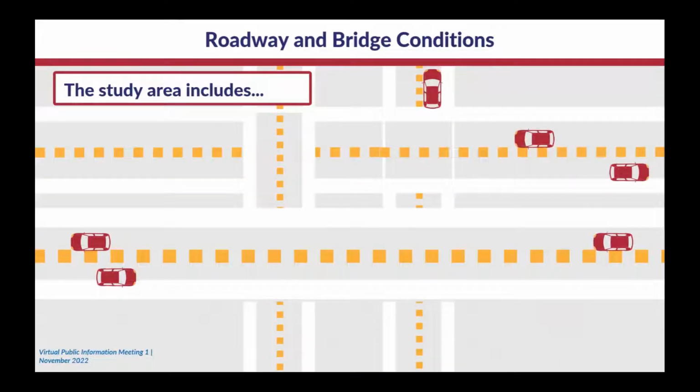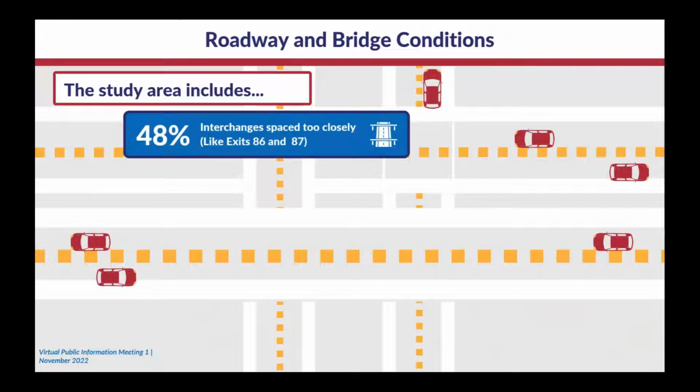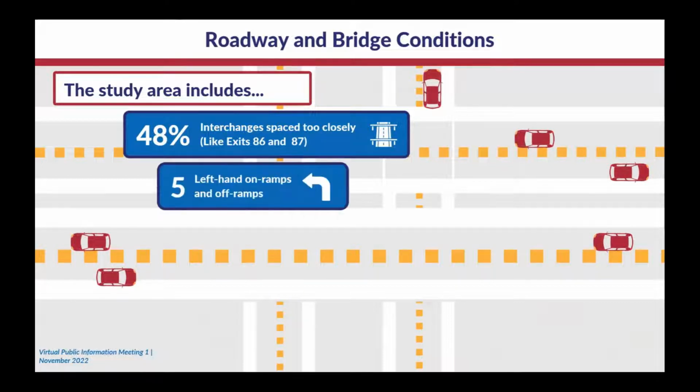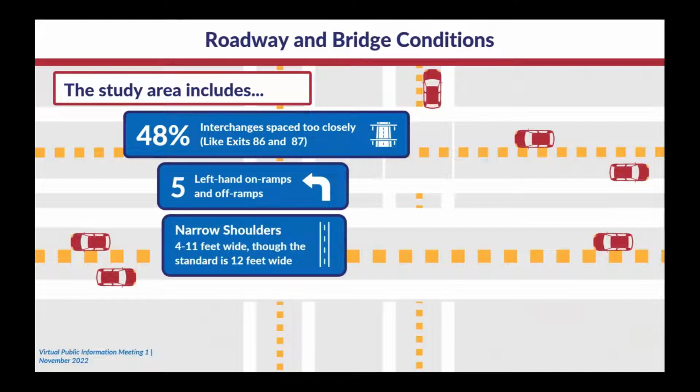As Krista mentioned, I-95 was intended to be a local and regional route, and there are many interchanges and on and off ramps to accommodate this. 49 interchanges and 156 on or off ramps on the 59-mile corridor. 48% of these interchanges are too closely spaced, like exits 86 and 87 in Groton. There are 5 left-hand on-ramps and off-ramps, which are atypical for us as drivers and can lead to slower traffic in the left lane. Many of the shoulders along the corridor are too narrow, between 4 and 11 feet, when current standard is 12 feet.